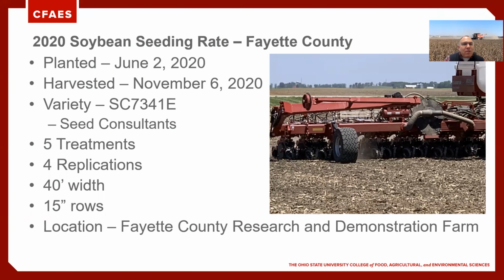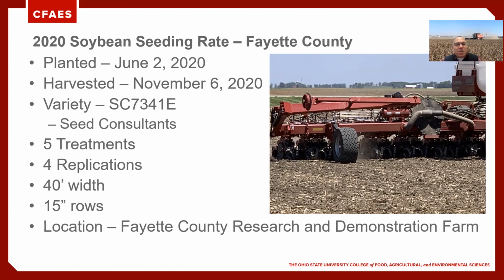Just to give you some background, the soybean seeding rate study here in Fayette County was planted on June 2nd. We harvested it on November 6th. The seed variety we used was Seed Consultants 734-1E, which is an Enlist product. We had 5 treatments placed in 4 replications. Each treatment was 40 feet wide, and the soybeans were planted in 15-inch rows.